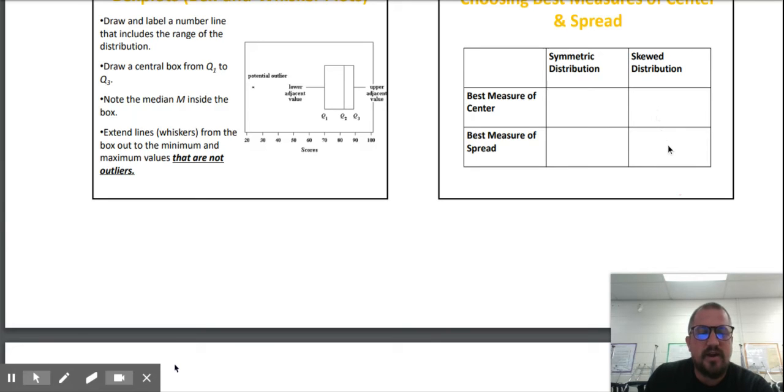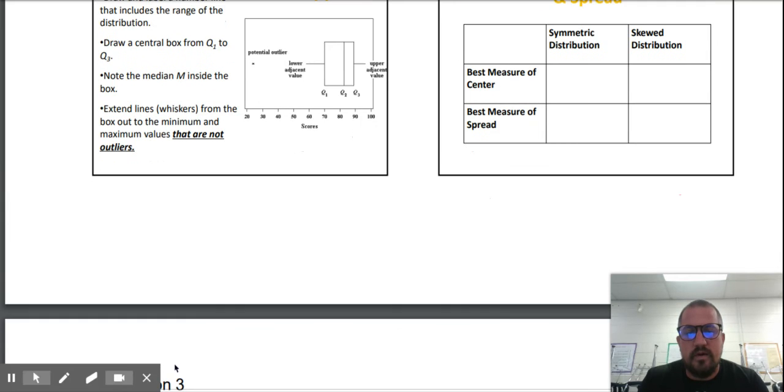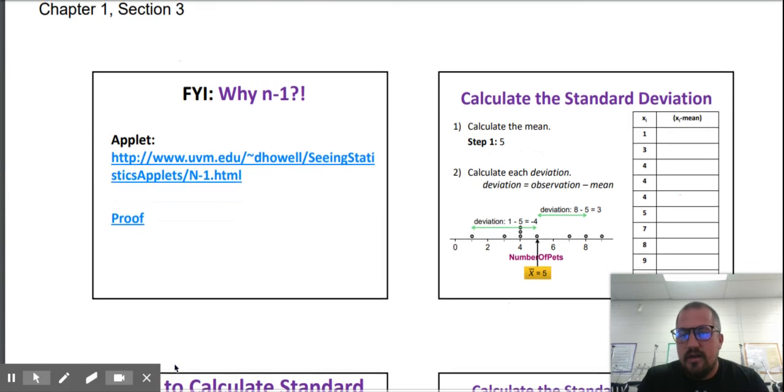Best measure of spread in a skewed distribution is going to be your IQR. That'll give you that middle 50%. So the Q3 minus Q1. So you kind of want to know that. So when you're presenting your data analysis, you kind of say, okay, is this a symmetric distribution? I'll use the mean and standard deviation. Is this a skewed distribution? I'll use the median and the IQR. And so hopefully that will help guide you through that.